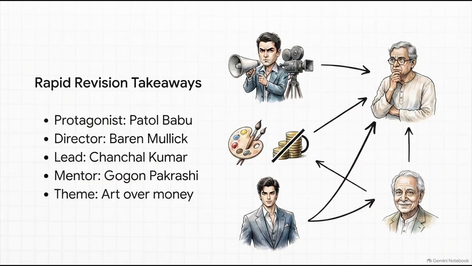Before we finish up, let's just do a rapid revision checklist. Burn these names and facts into your memory before you walk into that exam room. Our protagonist is the 52-year-old Patol Babu. The director with a keen eye is Baron Mullick. The lead actor he literally collides with is Chanchal Kumar. The mentor, whose voice echoes in his head, is Gogan Pakraschi. His entire singular dialogue is the word "O." And the core theme you need to remember is that genuine artistic satisfaction fundamentally outweighs external monetary gain.